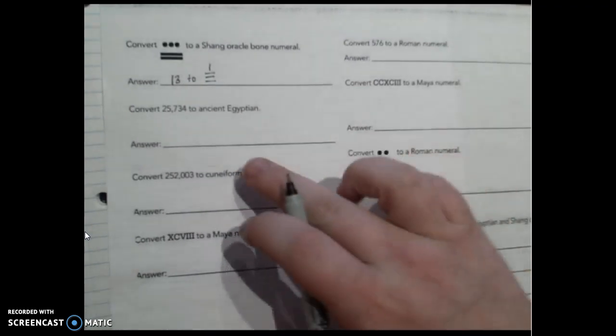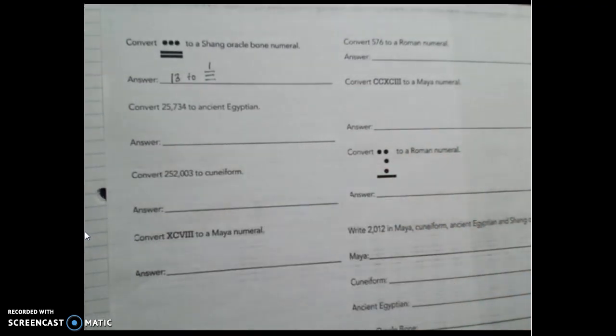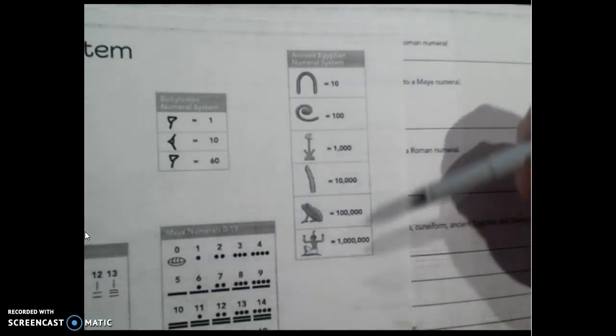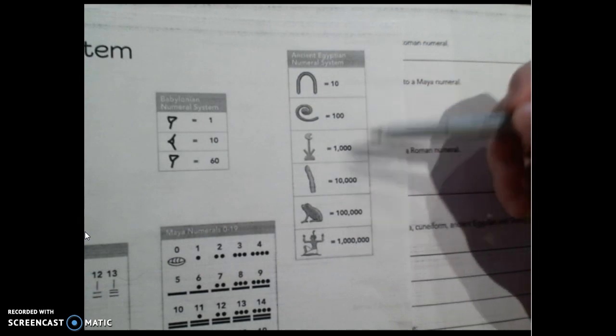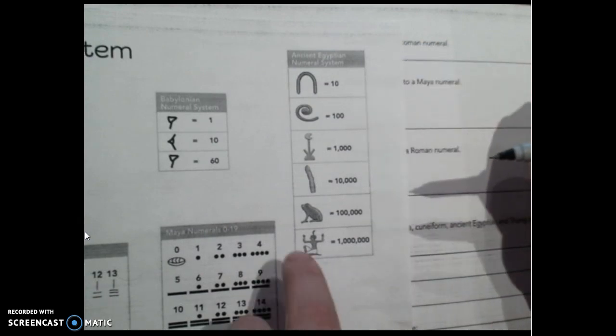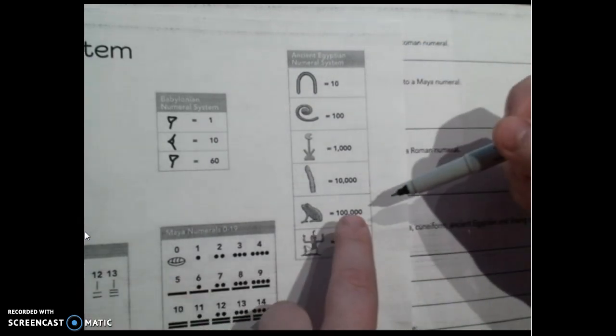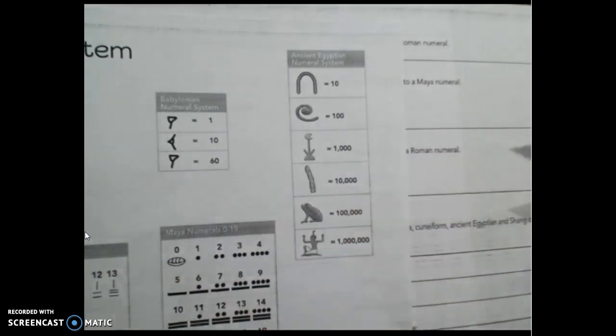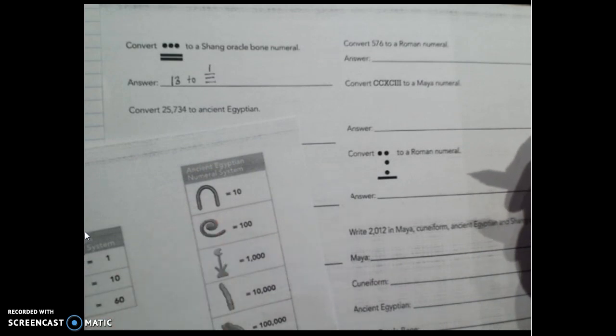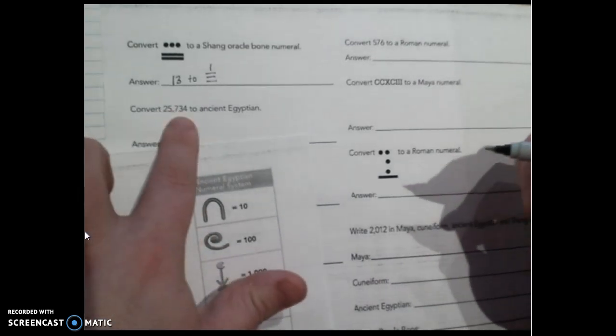All right, the next one is saying converting 25,743 to ancient Egyptian. Start with each place value and draw as many place values of that number. So say we had 6 10,000s. You would draw 6 fingers to represent the 10,000s place value. The only one it doesn't have on here is ones, which is just a tally mark. So when you get to the 4, please just use tally marks.